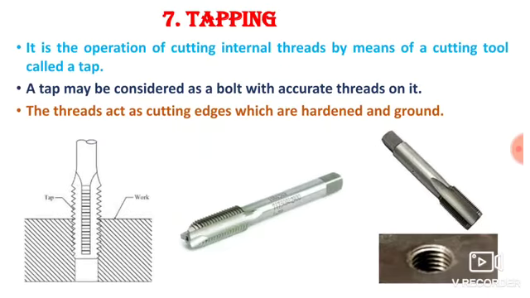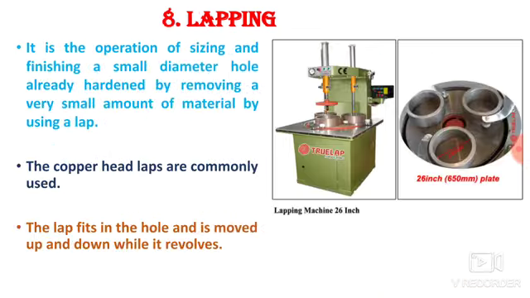A tap may be considered as a bolt with accurate thread cut on it. So the tap is similar to the bolt, but the difference is that there are threads cut over its periphery, and it is basically used for cutting the threads. Okay, the threads act as cutting edges which are hardened and ground. So the threads are nothing but the cutting edge for this tool. So it has to be very hard, so it has to be hardened first and then it has to be used. So this is all about your tapping operation.